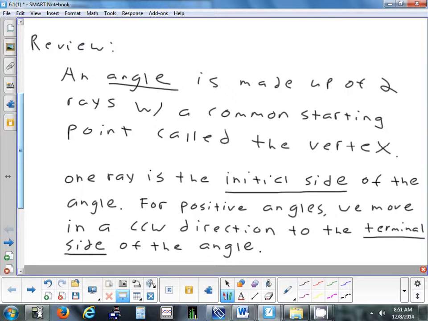Okay, the two rays form the sides of the angle. And the sides have special names. One side is called the initial side. The other side is the terminal side.